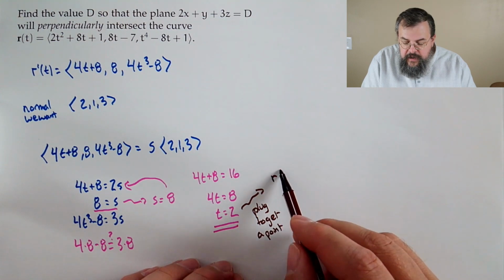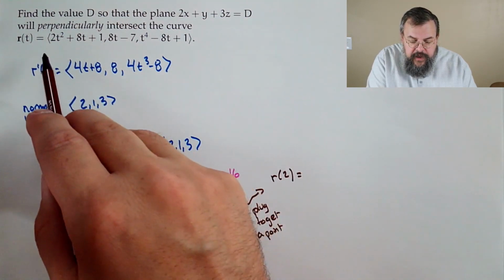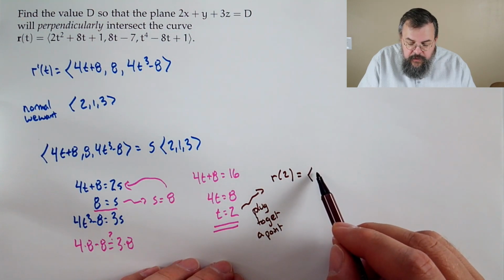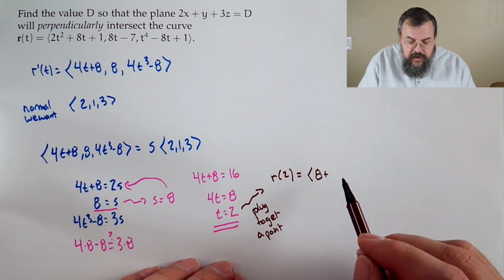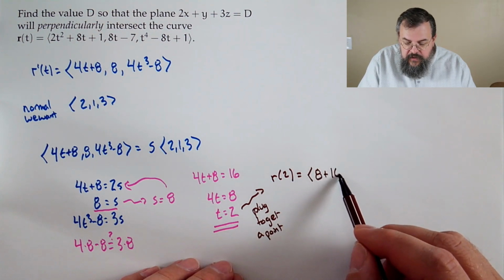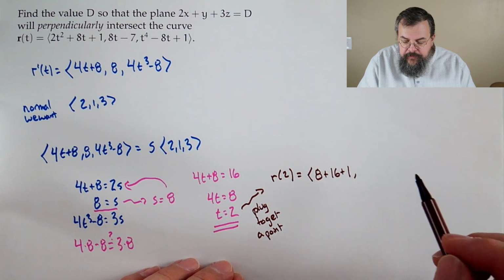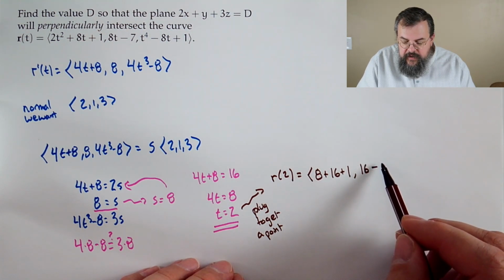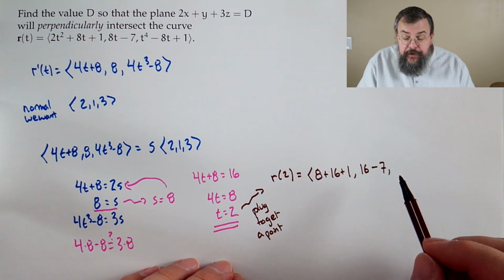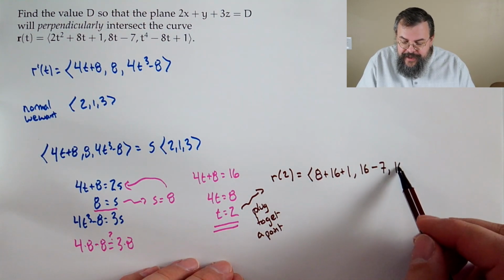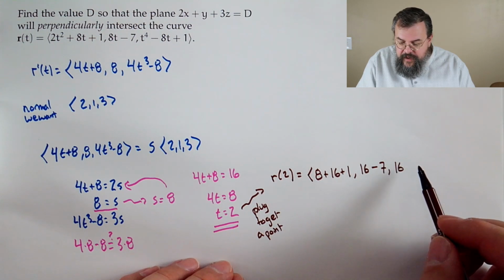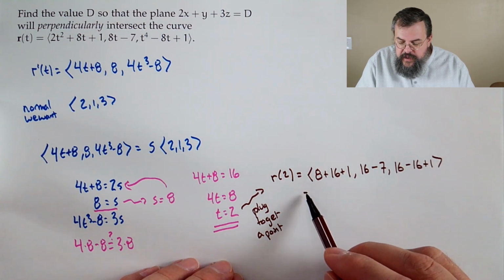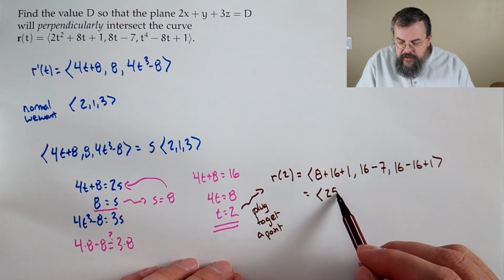So we're going to get r of 2. So we plug in 2. And what does that turn out to be? Well, 2 times 2 squared, 8, plus 8 times 2, 16, plus 1, comma, then 8 times 2, 16, and minus 7, comma, 2 to the 4th, 16, then minus 16, okay, that's good, plus 1, which is 25.